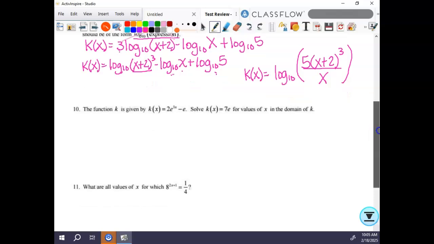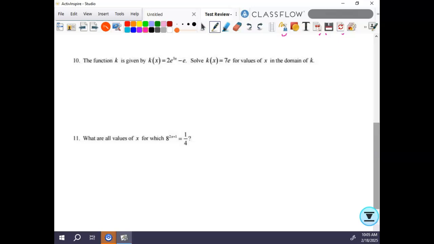All right, function k is given by this. We're going to solve k of x for 7e. All right, so I'm going to take 2 times e to the 3x minus e equals 7e. Okay, so I can move this e over to the right-hand side. So this is going to give me 2e to the 3x power, and I'm going to add that, and that'll give me 8e.